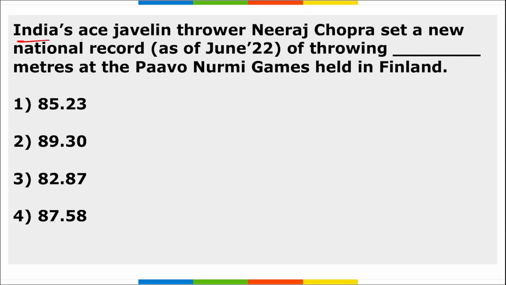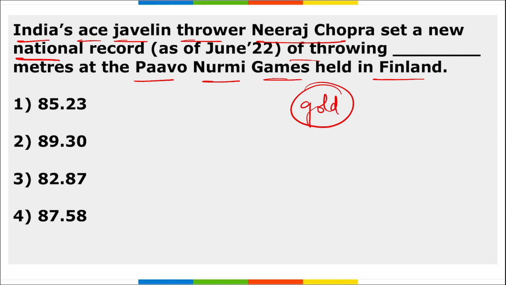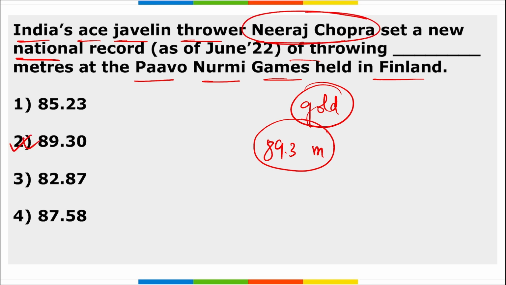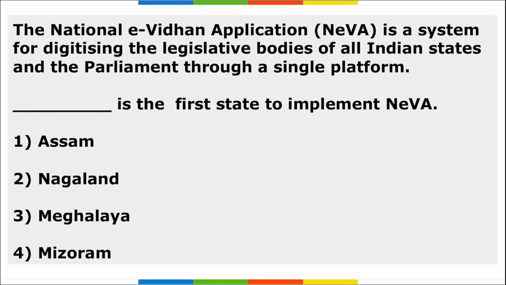Next, India's ace javelin thrower Neeraj Chopra set a new national record of throwing dash meters at the Paavo Nurmi Games that was held in Finland, and also he won the gold medal there. So he made a new national record of 89.3 meters. If we talk about Neeraj Chopra, he is also known by the name Golden Boy, and he is from which state? He is from Haryana.